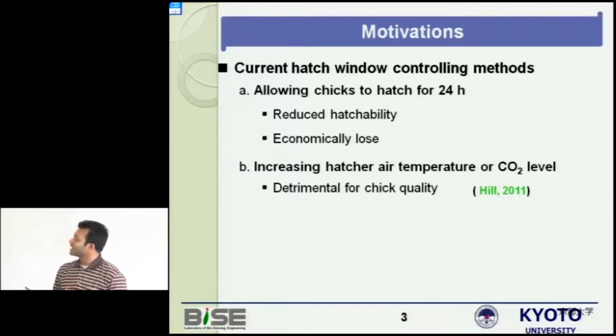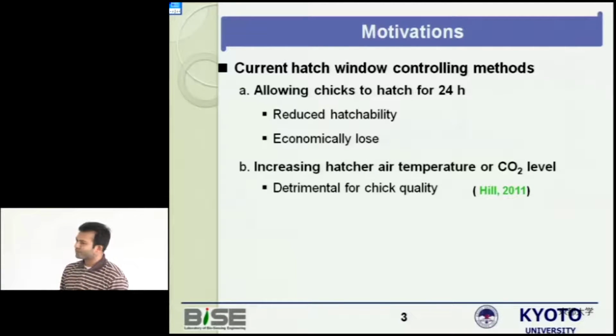To control the hatch window, poultry hatcheries practice different methods. Among these, they allow the chicks to hatch for around 24 hours, and after this time, they discard the unhatched chicks. Still, there are some chicks that could hatch, but they are discarded from the lot. That reduces the hatchability and causes economic loss.